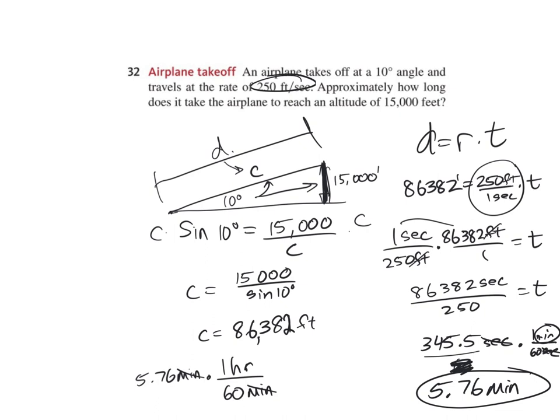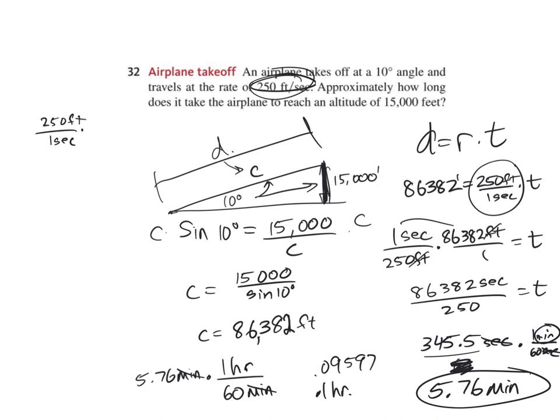So you're 15,000 feet up in the air at 10 degrees. That's 0.09597, so 0.1 hours. A tenth of an hour to get you to 15,000 feet. If you want to know how many miles per hour you're going, you just have to convert 250 feet over 1 second.